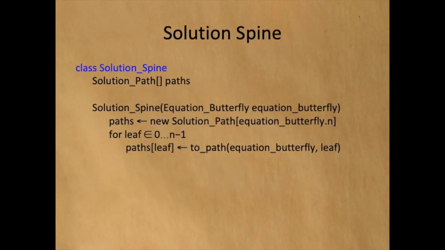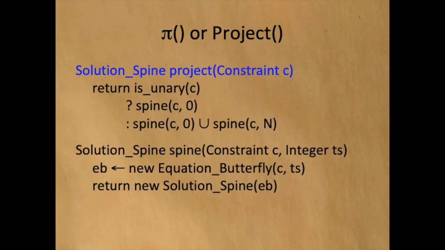This is the class solution spine. Each spine object contains an array of paths, one for each leaf. The constructor takes an equation butterfly and extracts one path fractal for each leaf. The pi, or project function, converts constraints into solution spines. If the constraint is unary, it simply creates a spine for the constraint with the total sum equals 0. If the constraint is binary, it creates a spine for the total sum equals 0 and another spine for the total sum equals n, and unions the two spines together.